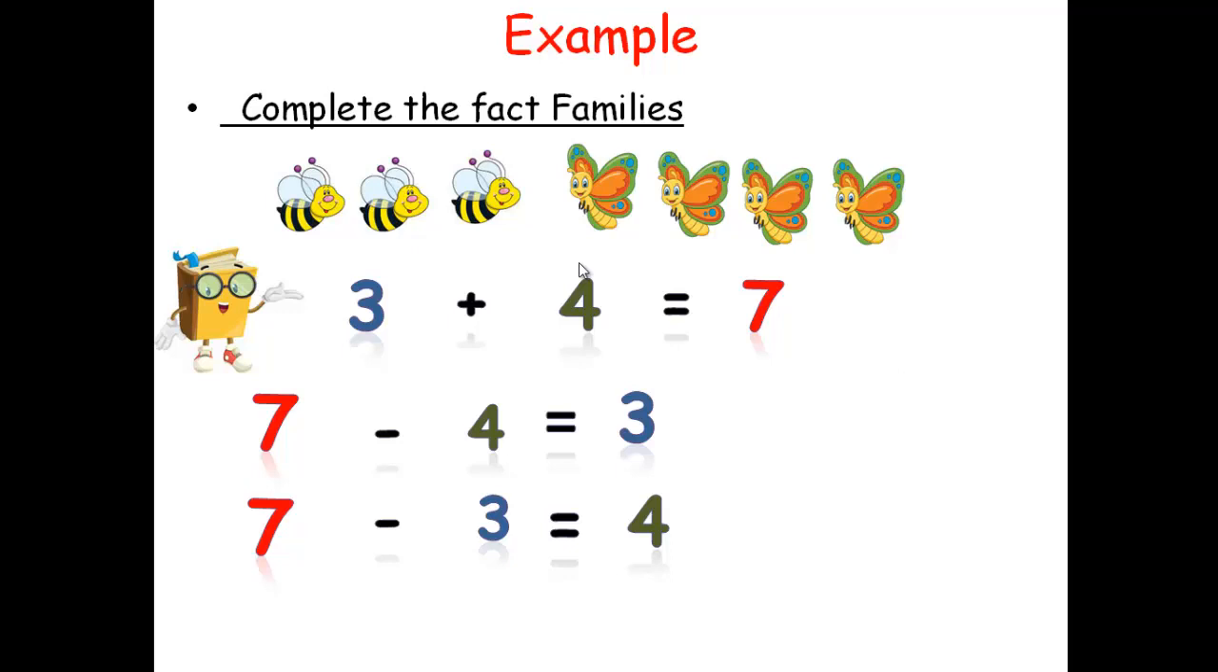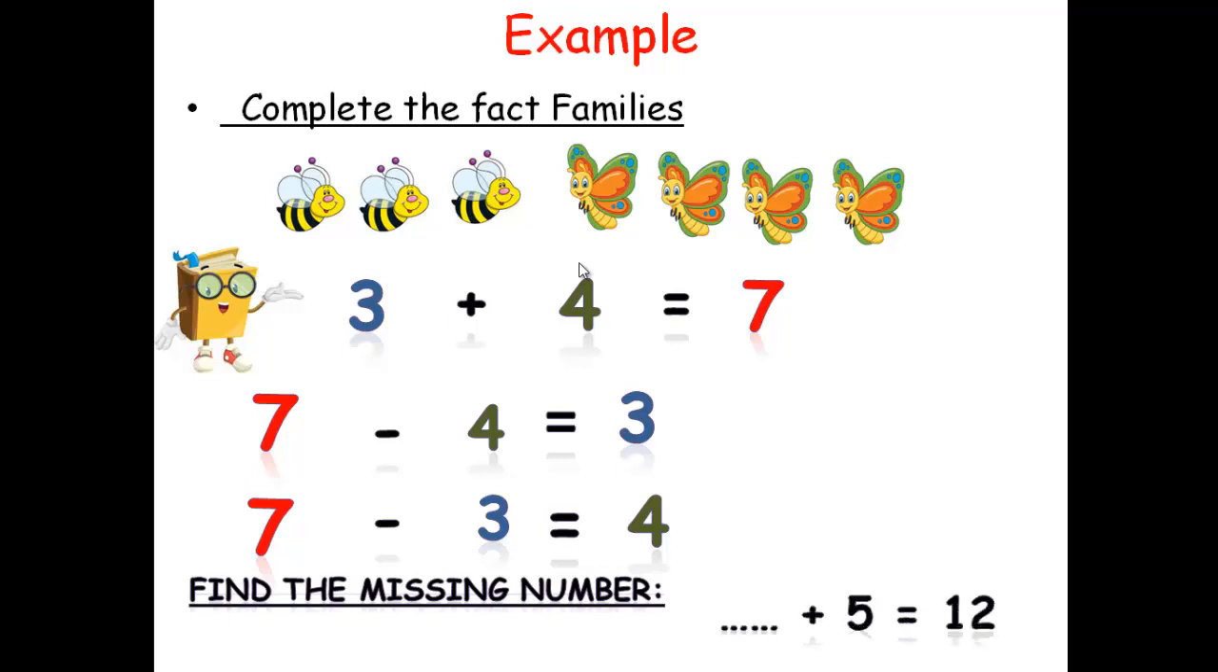Now, it's very important, as we said yesterday, to know the relation between the minus and addition. Why? Because it helps us to find the missing number. For example, if he gave me blank plus 5 equals 12. So the first part here is not there. This is the second part. And this is the whole.